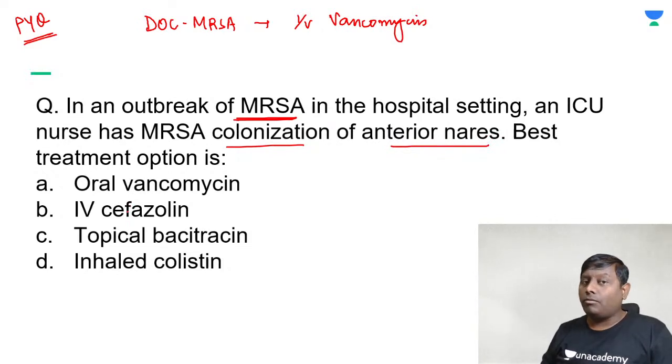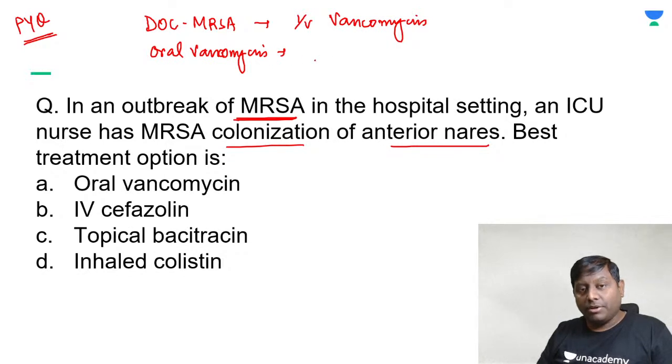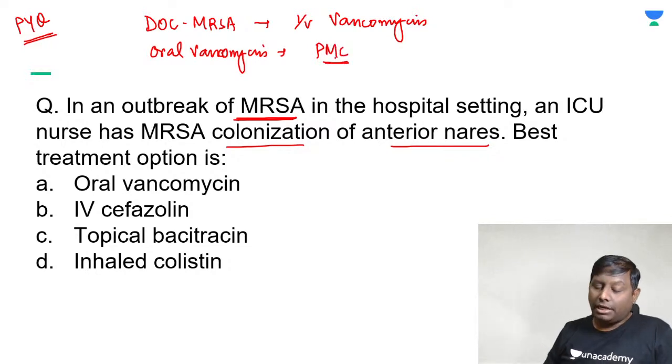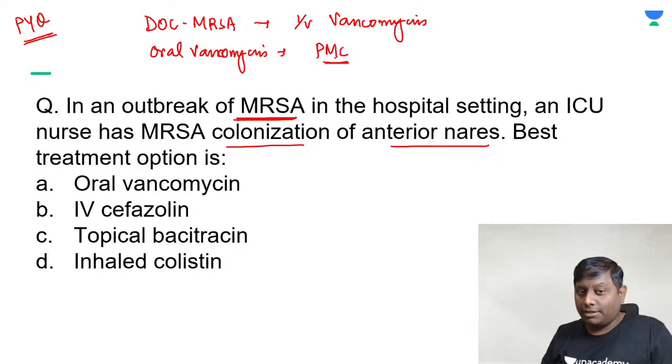They all marked vancomycin. And second thing, when you say oral vancomycin, please do remember, oral vancomycin is a preferred agent mainly in a patient with pseudomembranous colitis. PMC is pseudomembranous colitis. So it is out of scenario now.